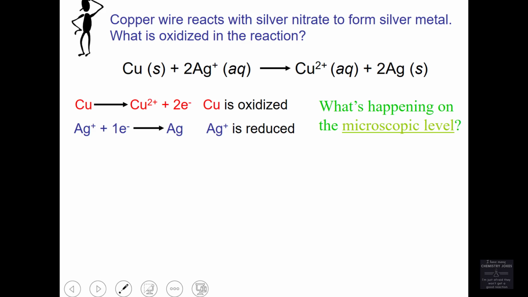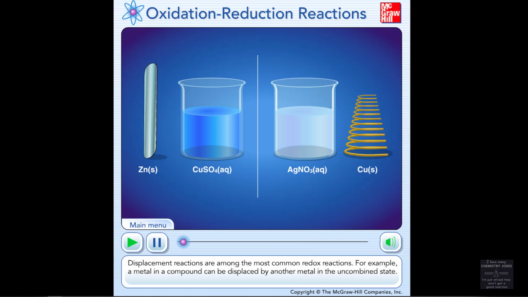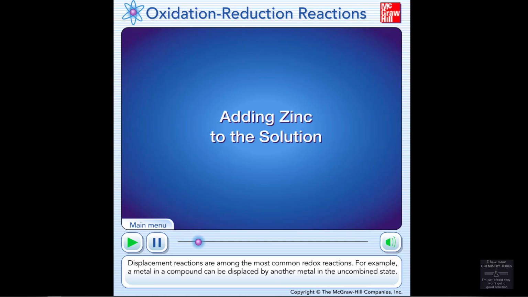Let's check out a little video of how this actually happens in solution. Displacement reactions are among the most common redox reactions. For example, a metal in a compound can be displaced by another metal in the uncombined state.